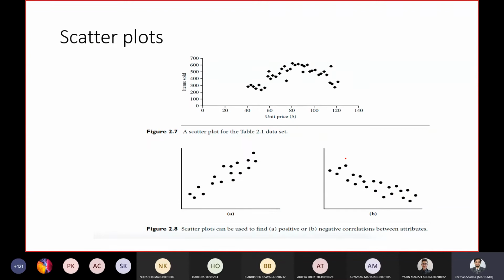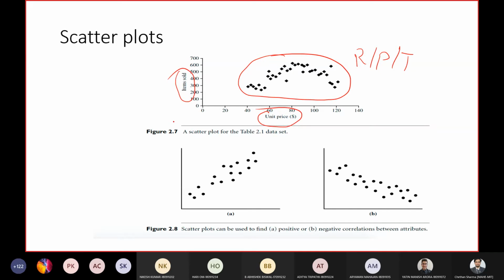Okay. So the next is the scatter plot, the last of the things most probably. This scatter plot is one of the most effective graphical methods, and it gives you an overview of whether there is a relationship or a pattern or a trend between two numeric attributes.